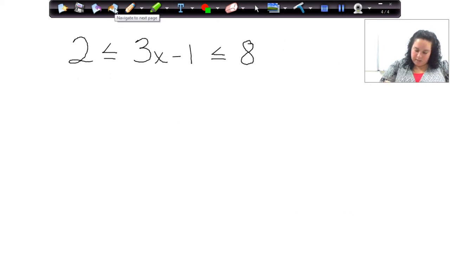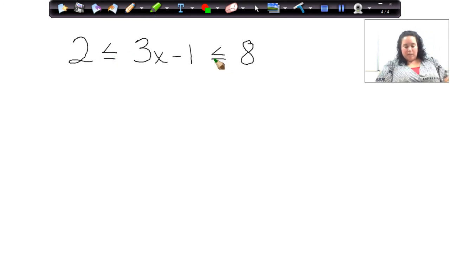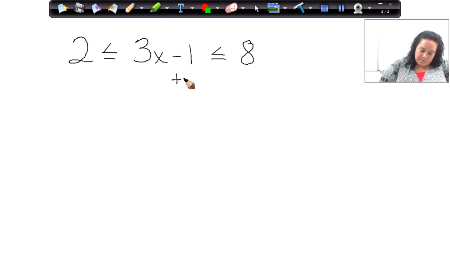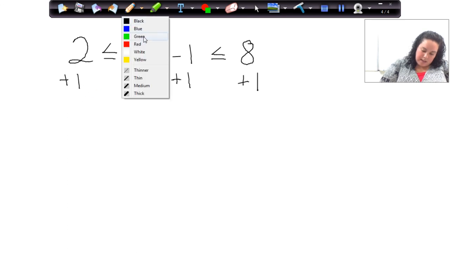Okay, let's look at this one. This one we have two inequalities, two of them, with our variable in the middle. Normally our goal is to get the variable on one side of the inequality and everything else on the other. In this case, it's our goal to get the variable in the middle with everything else on the two sides. So we want the variable by itself in the middle. Let's go ahead and add 1. If we add 1 to get rid of this one, we have to add 1 everywhere.